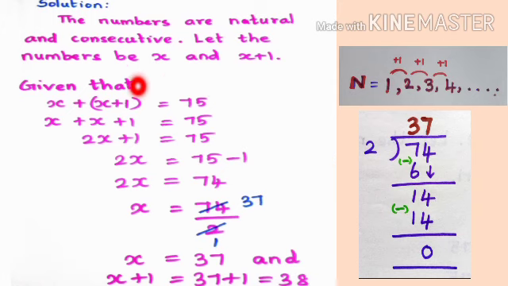We know that natural numbers are 1, 2, 3. Why are we taking x and x plus 1? If we take x as a number, what will be the next number? See the sequence. It's increasing by 1. Thus, we take two consecutive natural numbers as x and x plus 1. Also, given that the sum of the two natural numbers is 75. So, we can write it as x plus x plus 1 is equal to 75.